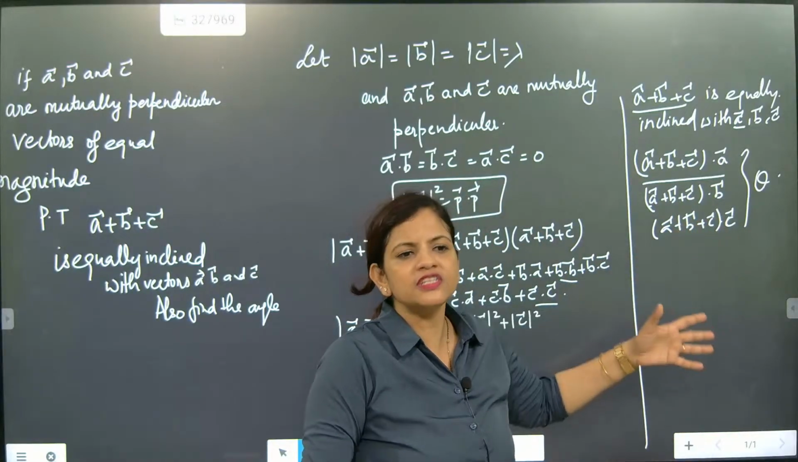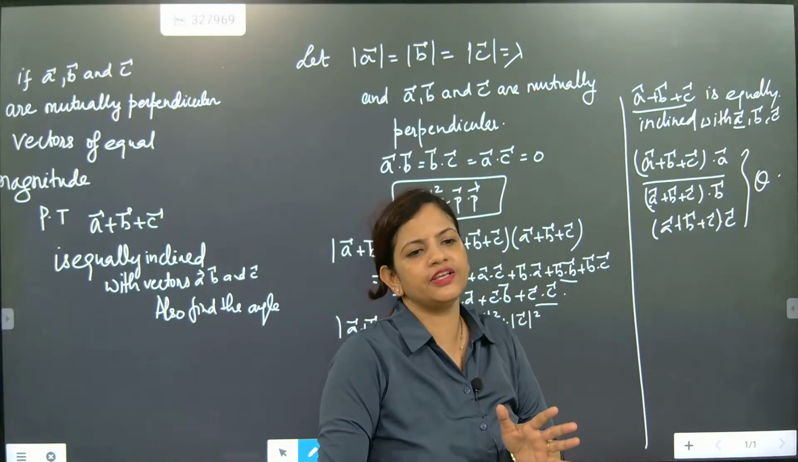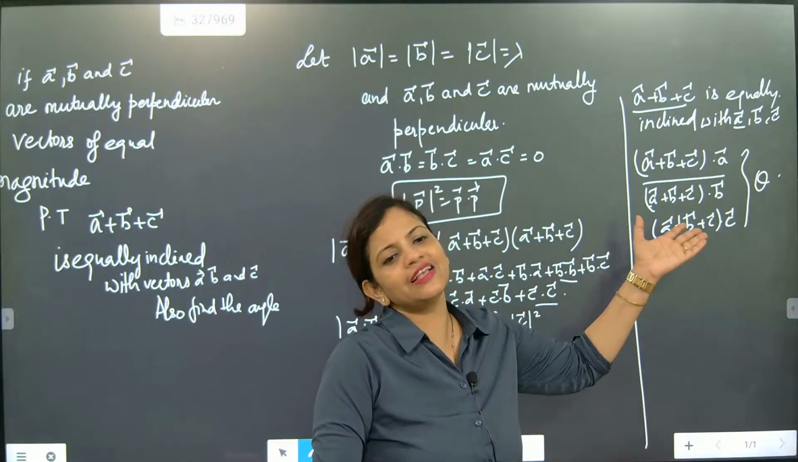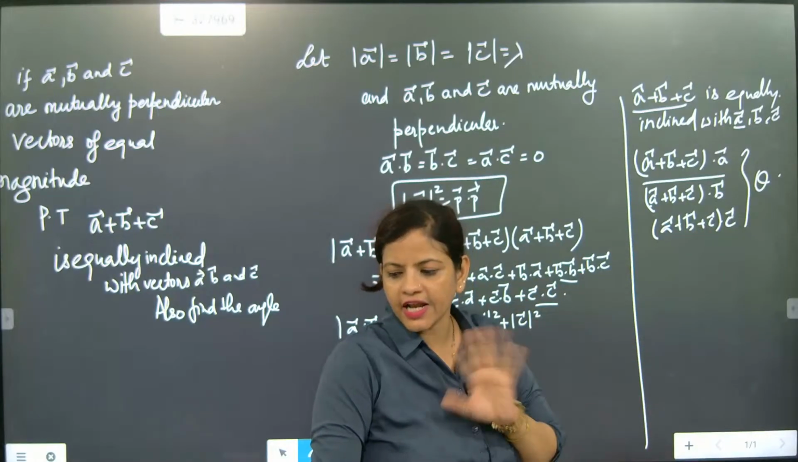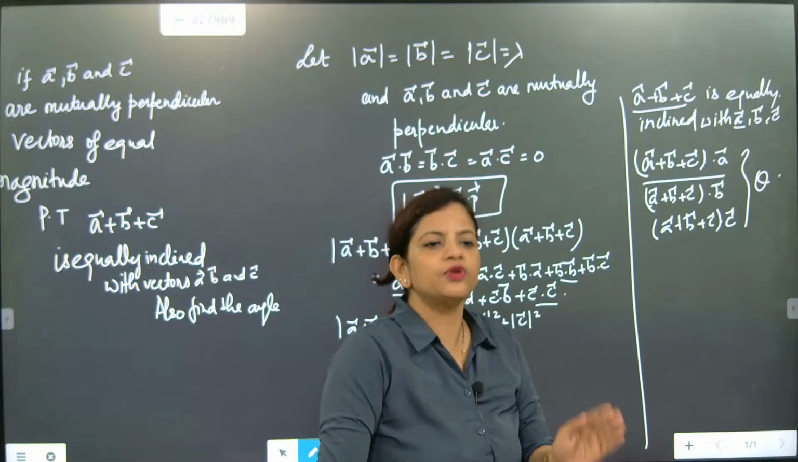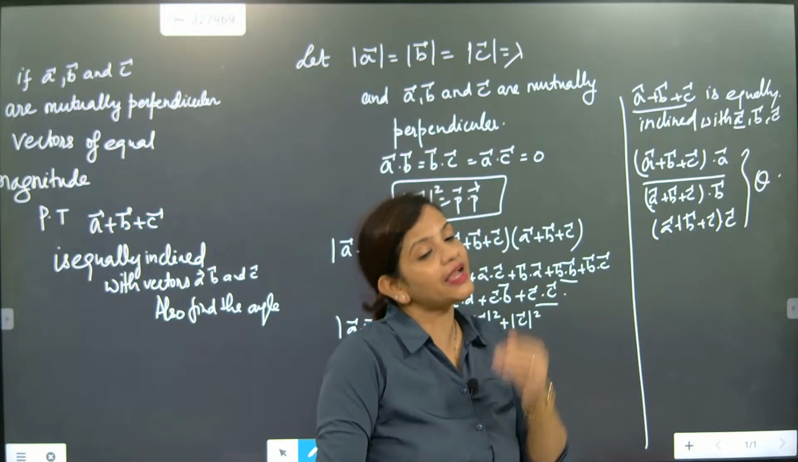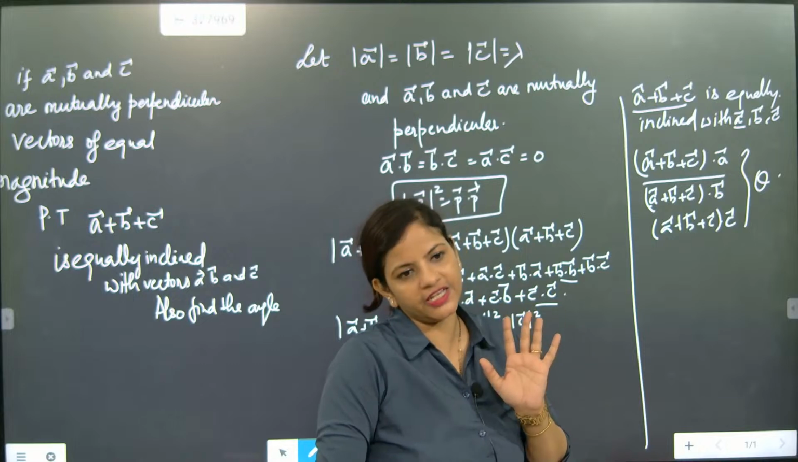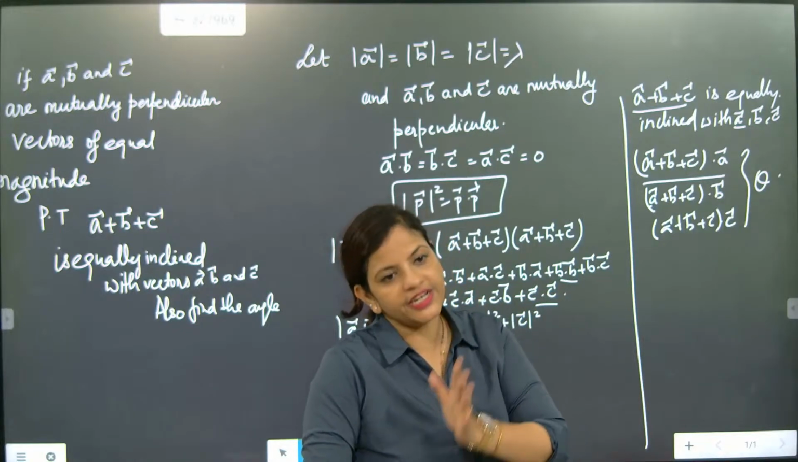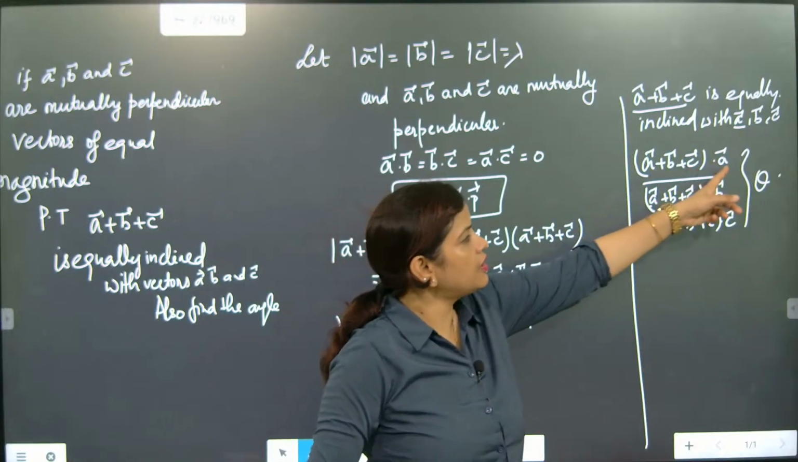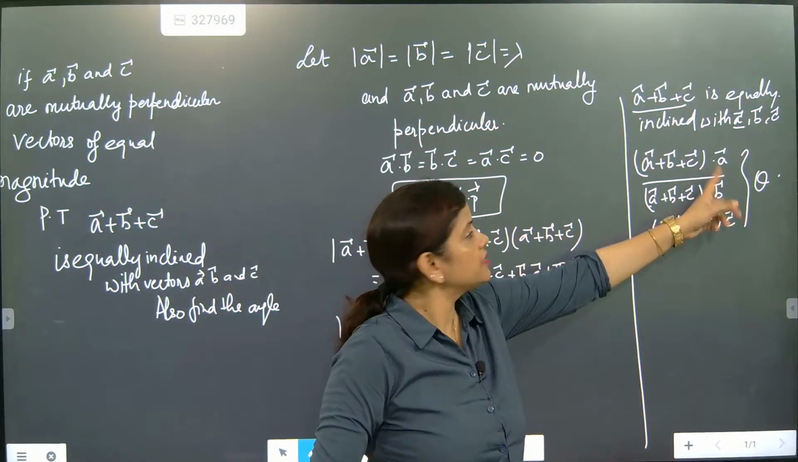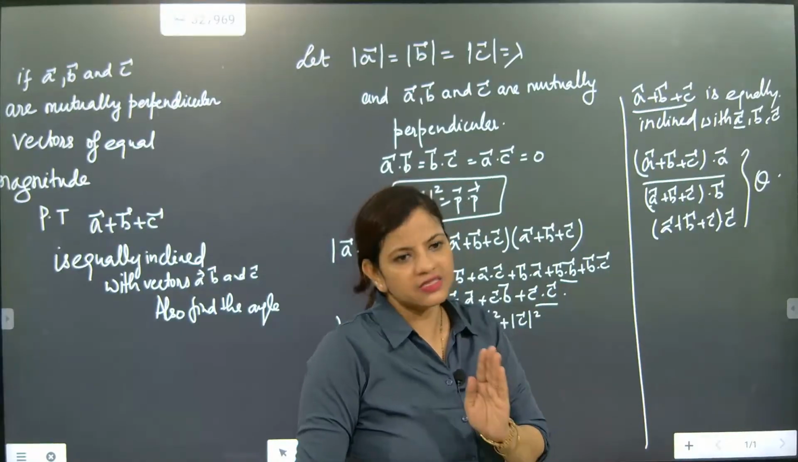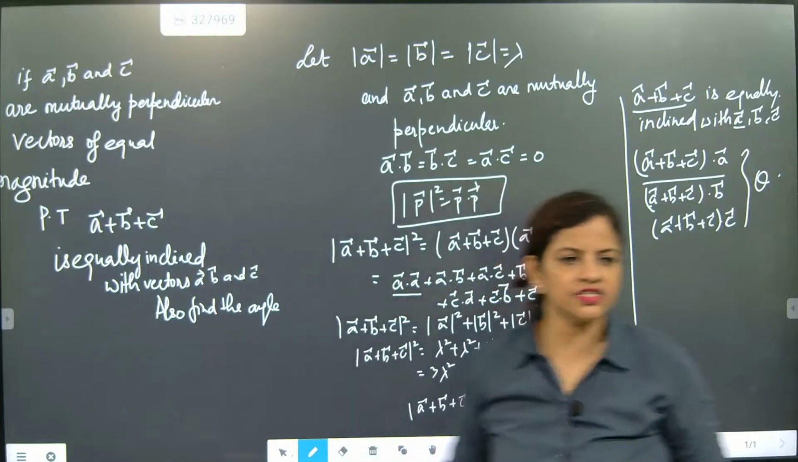But overall, what is the part? They told equal inclination. So theta 1 is equal to theta 2 is equal to theta 3, so directly I said it is theta. Did I do any crime? No, I did not. I told the inclination angle is the same, so let the inclination angle be theta for all the three cases. The dot product of this with this, the angle will come as theta. Correct now? Now let's check this one out.